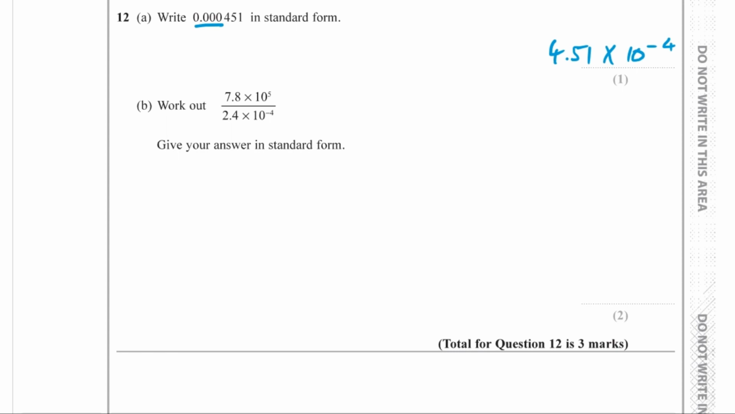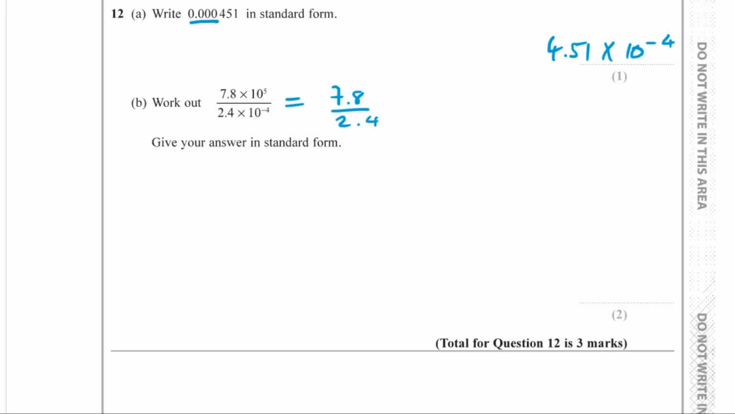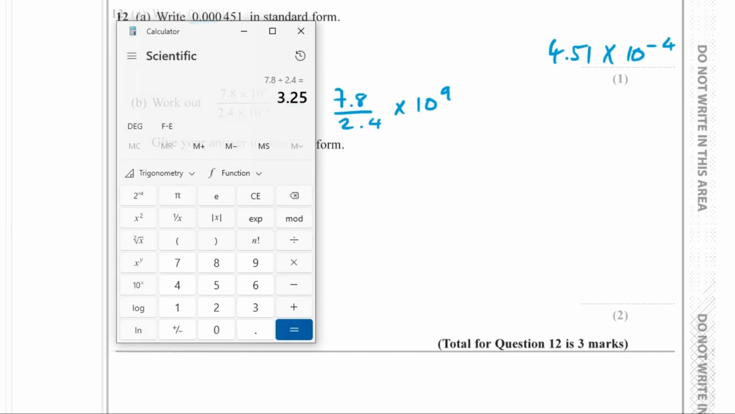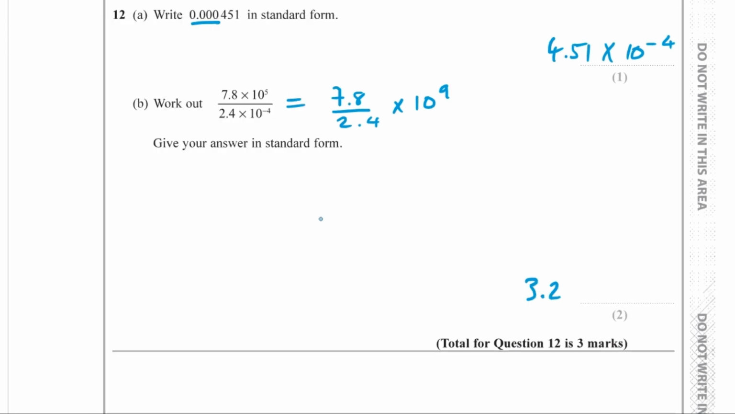In part B, 7.8 over 2.4 times 10 to the 5 over 10 to the negative 4. So we can say that this is 7.8 divided by 2.4. And we can use the rule of exponents here and simply state that this will be 10 to the power 5 minus 4, which is 10 to the power 5 plus 4, which is 10 to the 9. So we're now talking in billions. Using our calculator, 7.8 divided by 2.4 is 3.25. And so the answer here is 3.25 times 10 to the power 9.